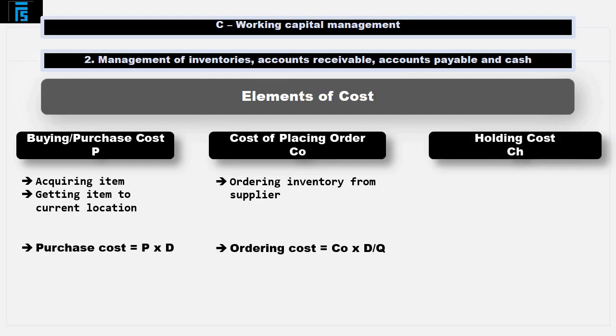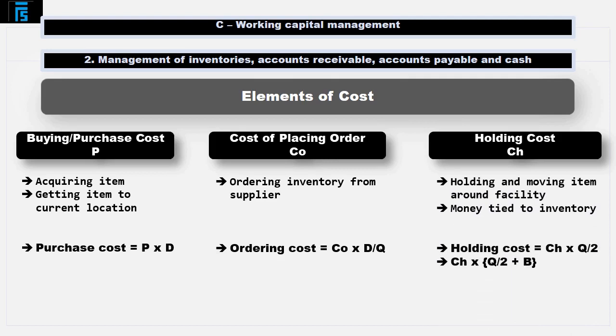Finally, the holding cost, CH, is the cost of holding one item for 1 year. This will include the costs associated with holding and moving an item around the facility, and or the opportunity cost of having money tied up in inventory, and therefore not available for other investment opportunities. The total annual holding cost will be CH multiplied by the average quantity held, i.e. Q divided by 2, where inventory is used at a constant rate. Similarly, the average quantity held will be Q divided by 2 plus B, where B is a buffer or minimum inventory level held.